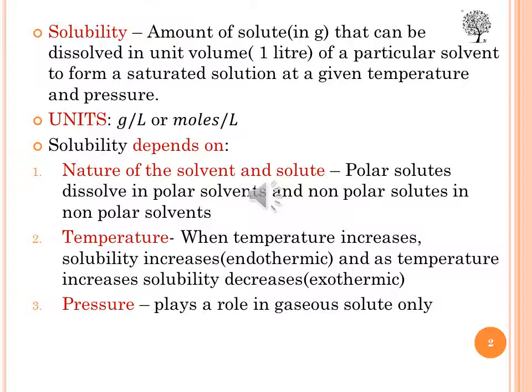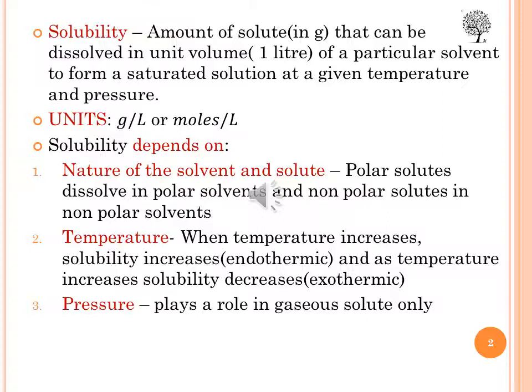How does the nature of solvent and solute affect solubility? Polar solvents will dissolve only polar solutes. Polar solutes will dissolve only in polar solvents. Non-polar solutes will dissolve only in non-polar solvents. For example, you can take sodium chloride in water. Both are polar. So sodium chloride is a polar solute that dissolves in the polar solvent water. Similarly, for the next one, you can take benzene and carbon tetrachloride. Benzene is non-polar, carbon tetrachloride is non-polar.